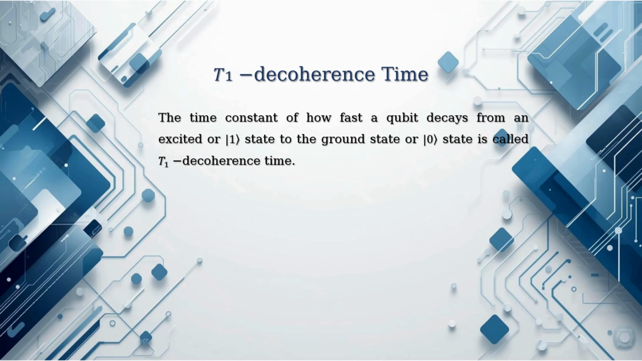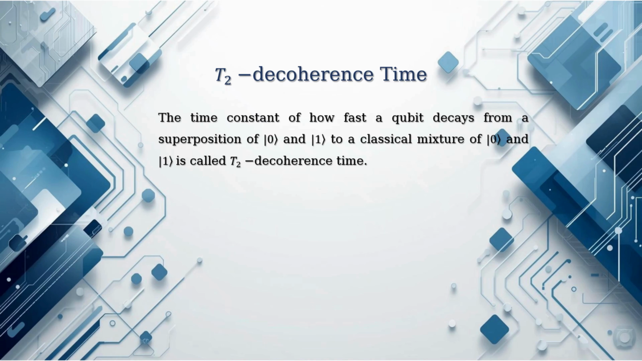The time constant of how fast a qubit decays from an excited or Ket1 state to the ground state or Ket0 state is called T1 decoherence time. And the time constant of how fast a qubit decays from a superposition of Ket0 and Ket1 to a classical mixture of Ket0 and Ket1 is called T2 decoherence time.